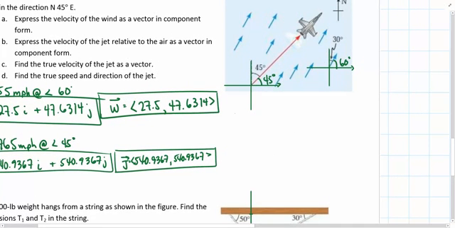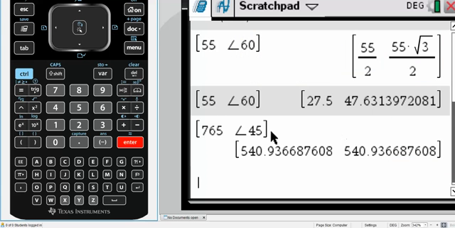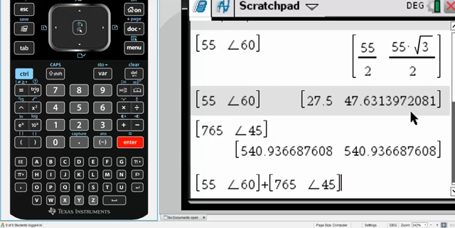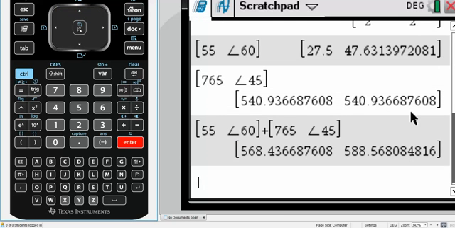Part C, the true velocity of the jet, is really quite easy to compute. It's the sum of the wind vector plus the jet vector. We'll do that with a calculator. It won't matter which form you use, whether you add the vectors from their polar form or whether you use the rectangular form or the component form. I'm just going to use the original polar form. So I'll call that 55 miles per hour at 60 degrees and add to it the 765 miles per hour at 45 degrees and press Control Enter.